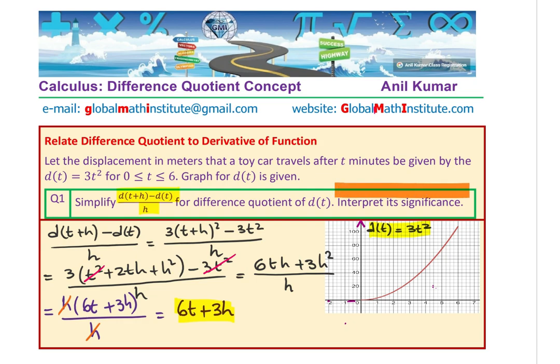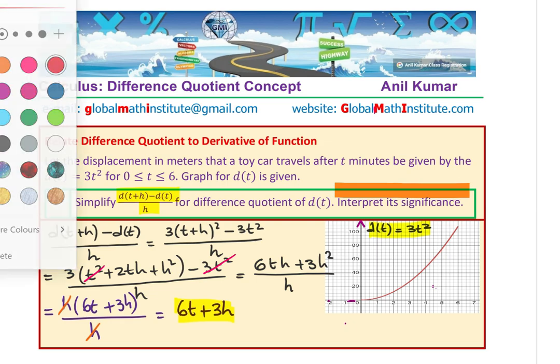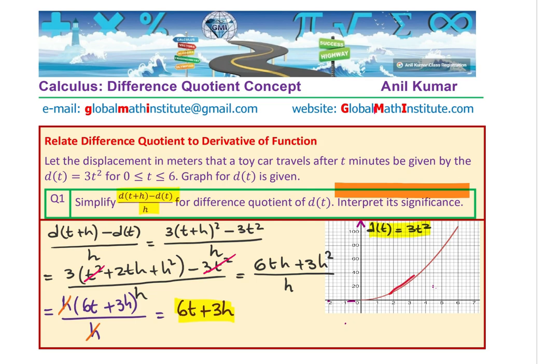Let's look into this. The difference quotient, as you know, gives you the gradient of a secant or a chord between 2 points. So we could see it as the slope of a chord from point A to point B, where A is at any point t and B is at t plus h. So after h minutes, you see that?